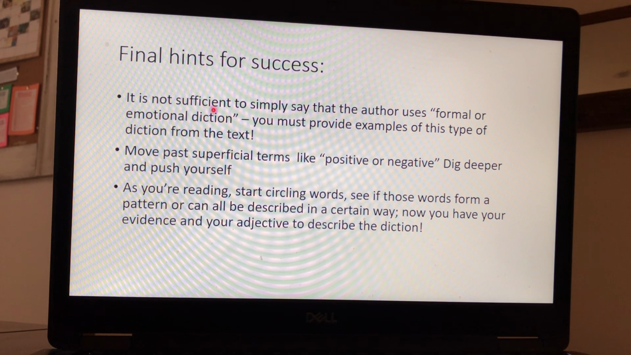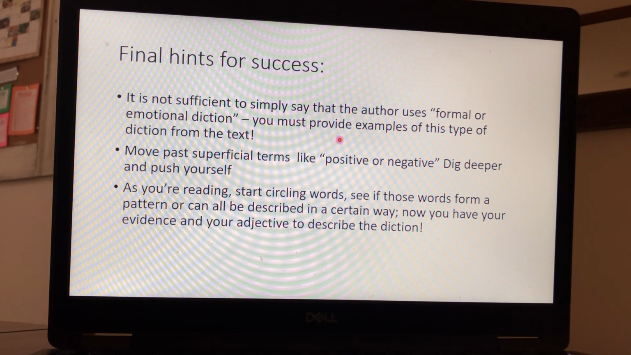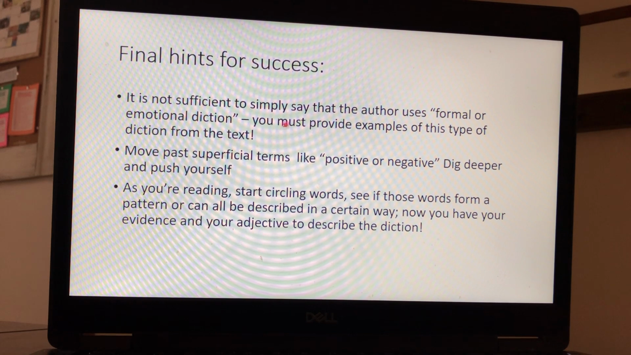So, just some of my final hints for success. I guess I did go a little bit over 10 minutes. Sorry for that. Just remember this one. You guys have gotten a lot better with this too. It's not sufficient, we're past that now, to simply say the author uses, whoa, did I mess this up? Oh, yes, no, okay. Stick with me, I know what I'm saying. You can't say they just use formal or emotional diction. Those are good ways to describe diction, but you also have to include examples of this type of diction from the text, okay? We'll work with that this week.